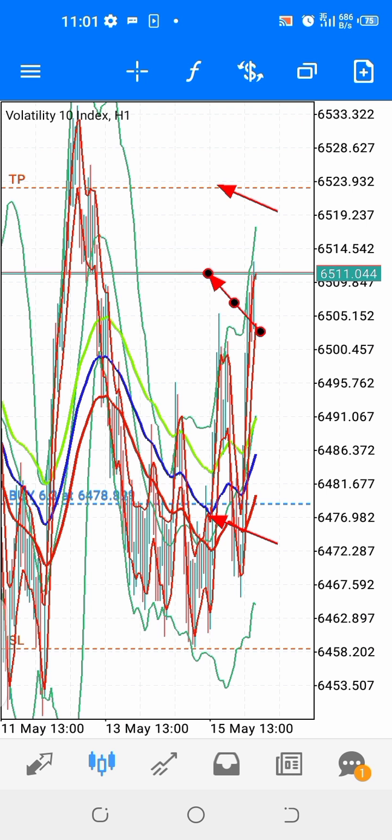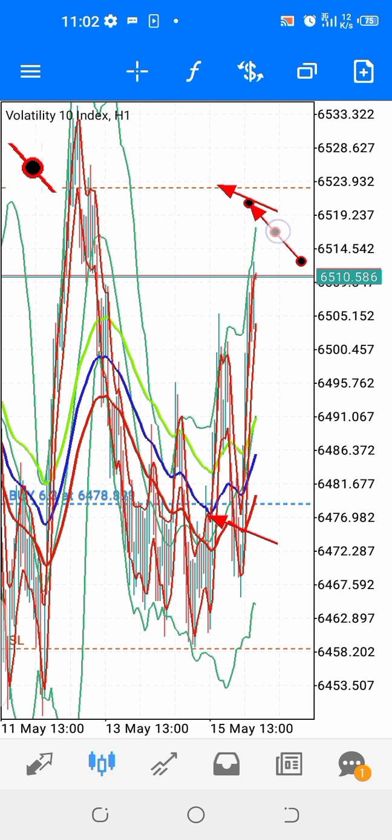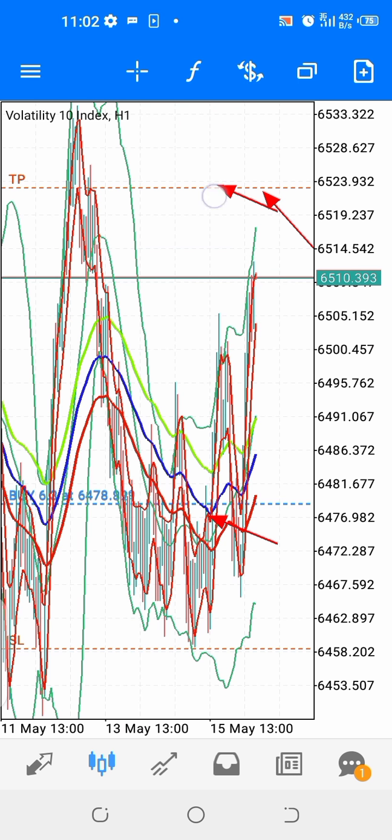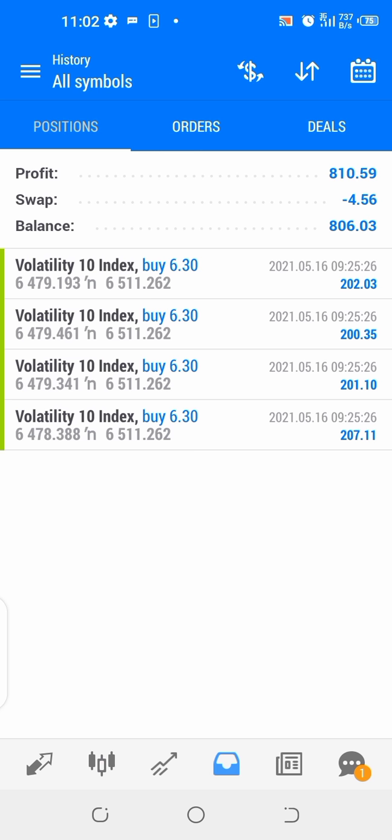Like you can see, TP2 was smashed, so TP2 was smashed accordingly as expected. So price is heading to the final TP, right? TP2 was smashed already, like I said. So this was the outcome.